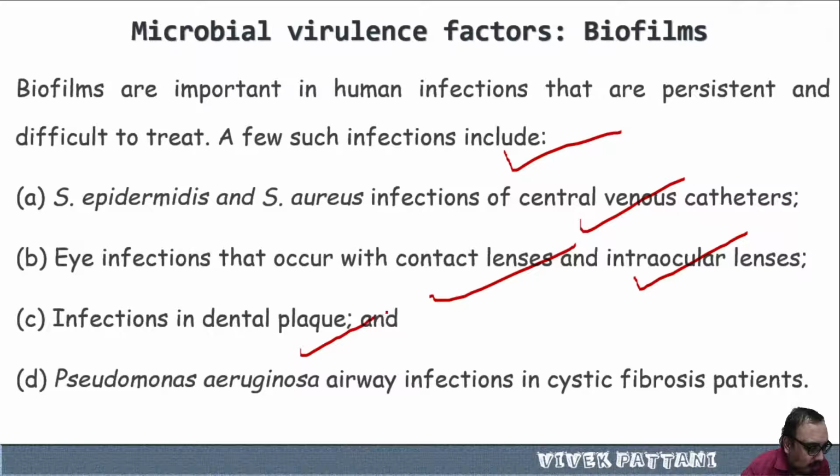Next one is the infection in the dental plaque, the plaque which occurs in our dental cavities. And next one is the Pseudomonas aeruginosa airway infections in cystic fibrosis patients. So this is how biofilms are involved in infections.